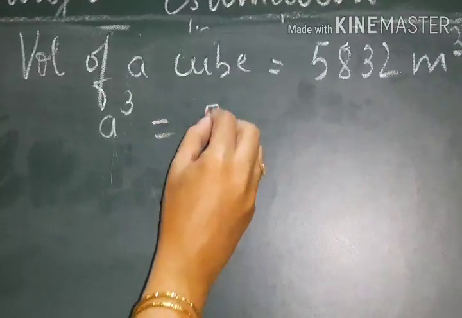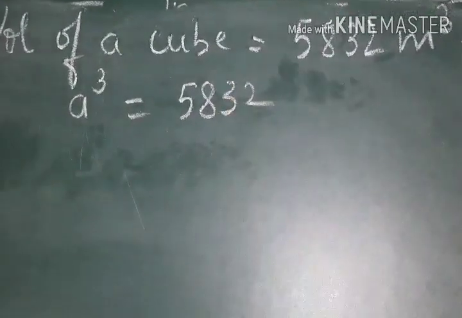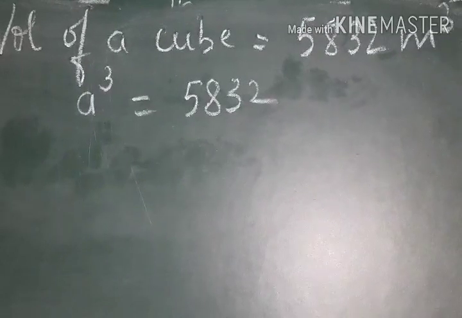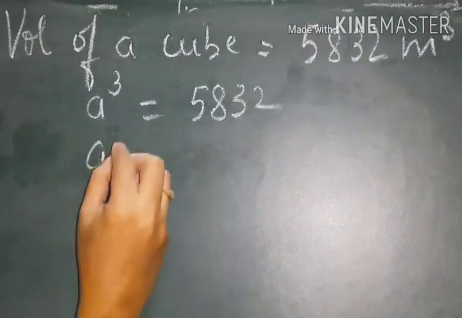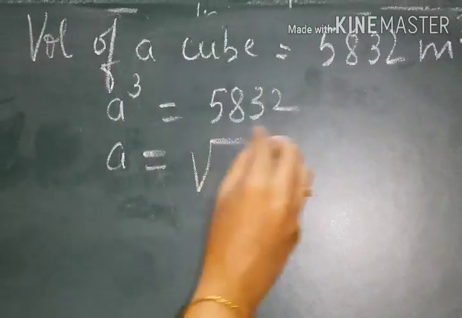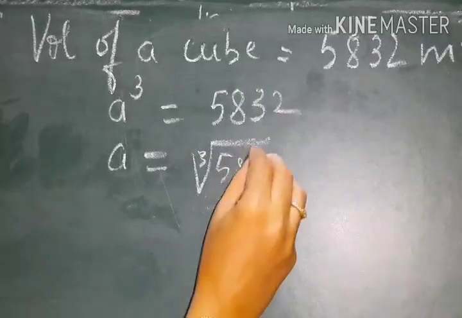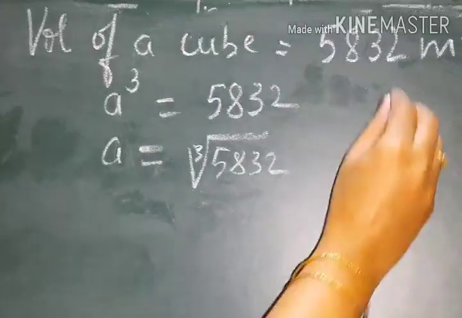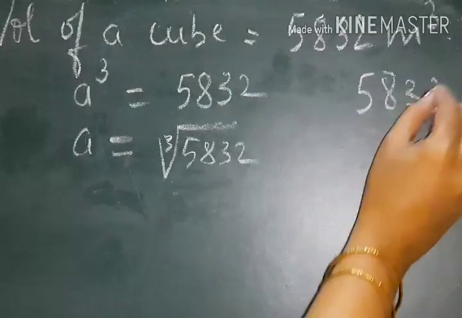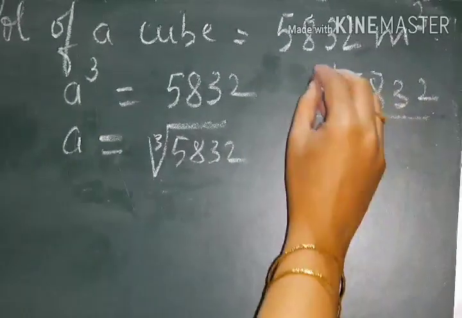A cube is equal to 5832. Volume of a cube is A cube. So from here, if you have to find A, the cube will go here and become cube root. So it is the cube root of 5832. So we will do the prime factorization here and we will see what the answer will be.